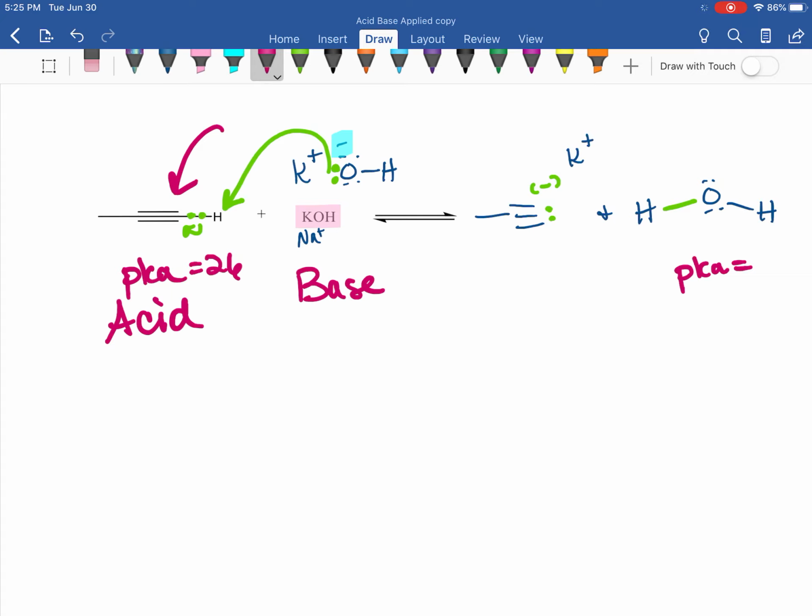Okay, and then let's go ahead and include our pKa of water. Our pKa of water was 15.7. We saw that in an earlier video. So if we want to draw our equilibrium arrows for this one, well, we've got a 26 and a 16. So which way does this equilibrium lie? It's actually going to lie backwards.